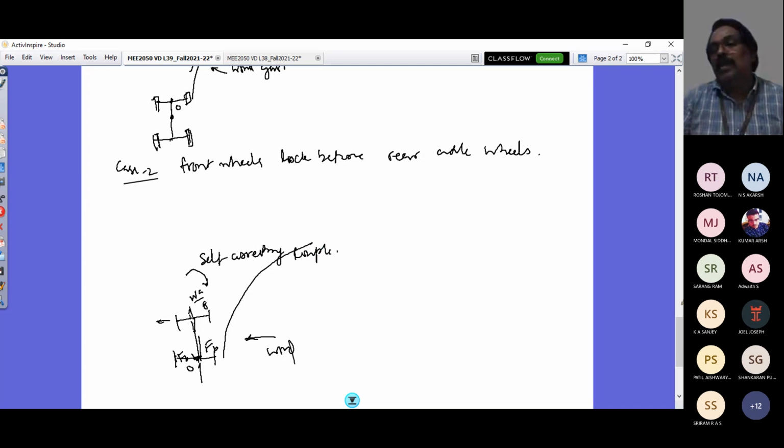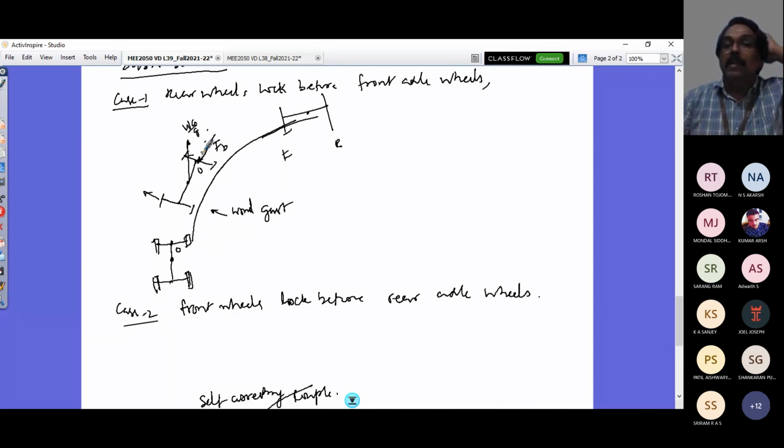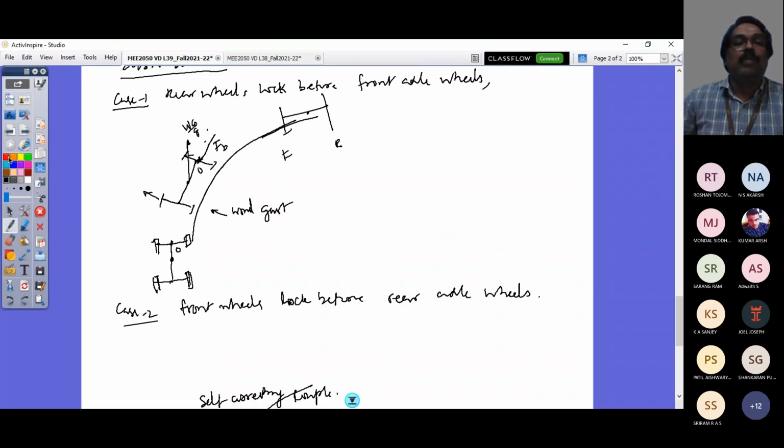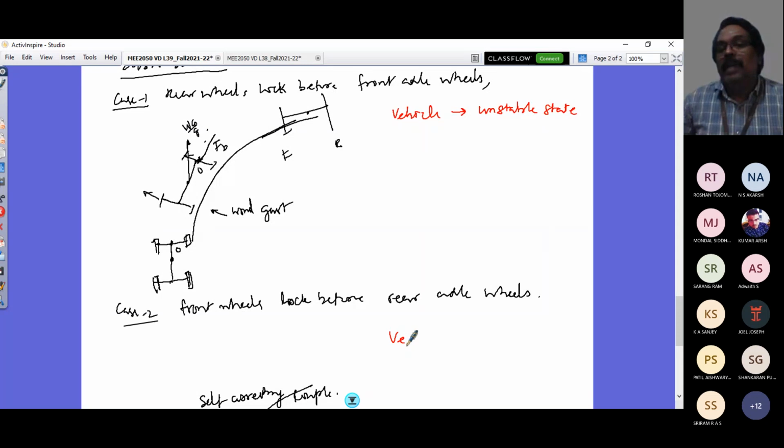Whereas in the case of rear wheel locks before this, it is not self-correcting. It is a couple that induces the vehicle to turn into the disturbance, and it's a kind of oversteer tendency that we have looked at, and the stability is a question mark. So in case 1, the vehicle enters an unstable state. Whereas in case 2, the vehicle loses its directional control only.